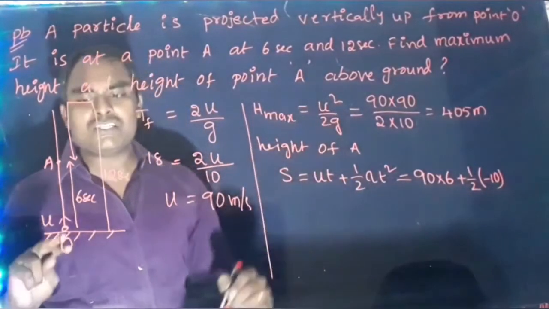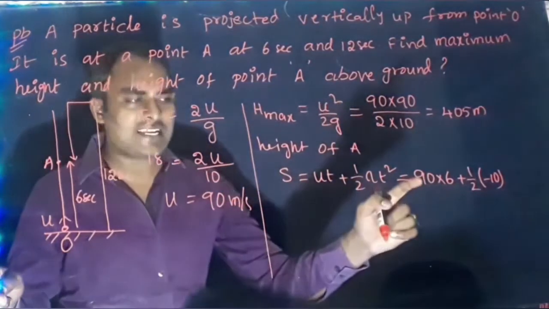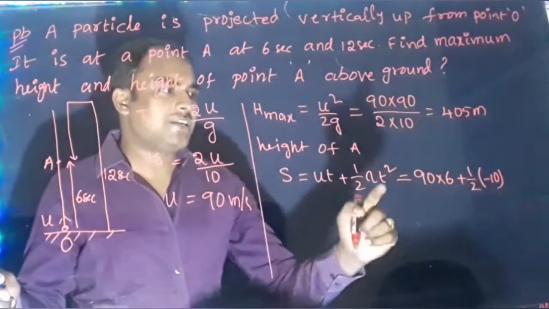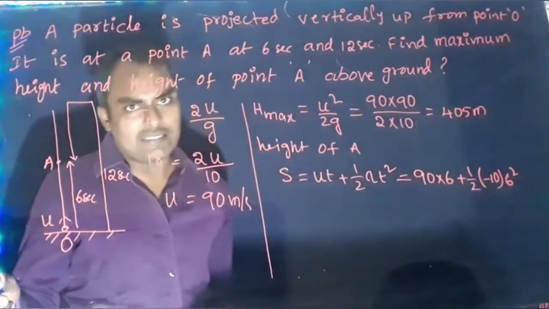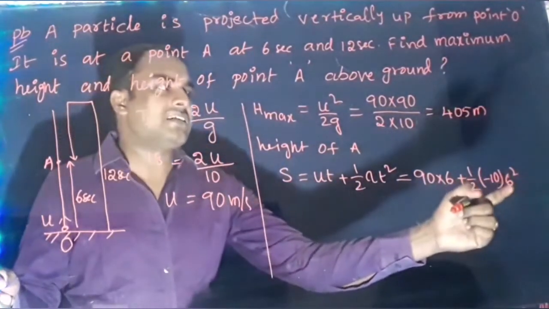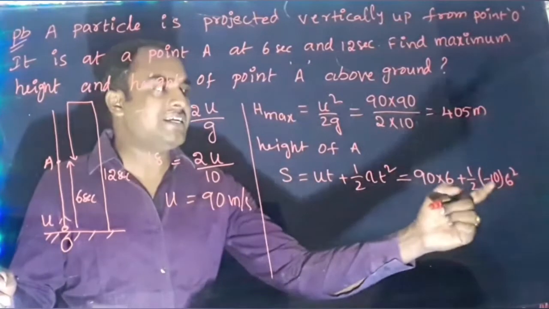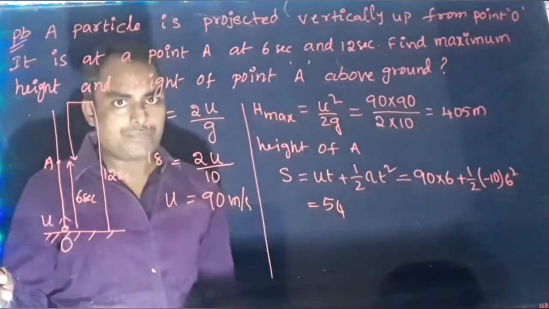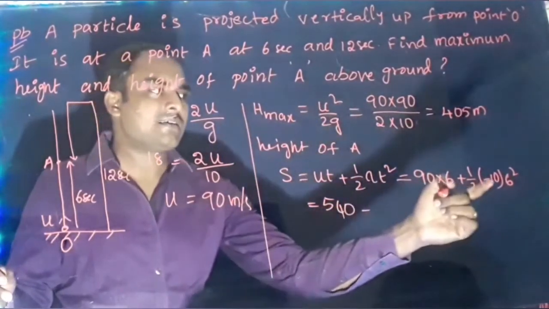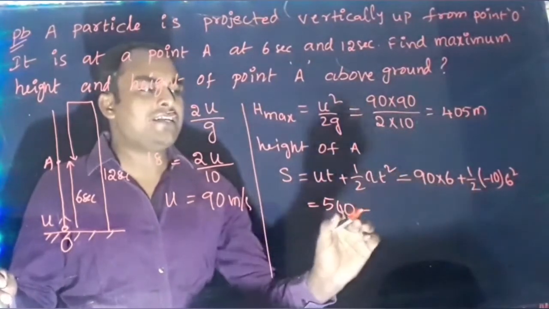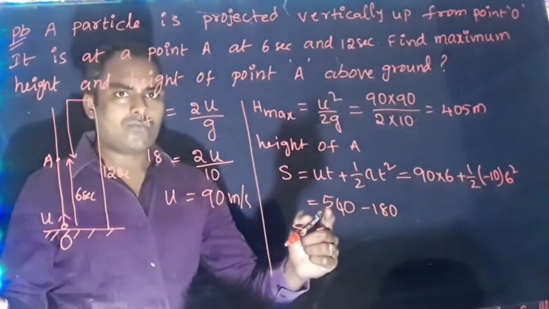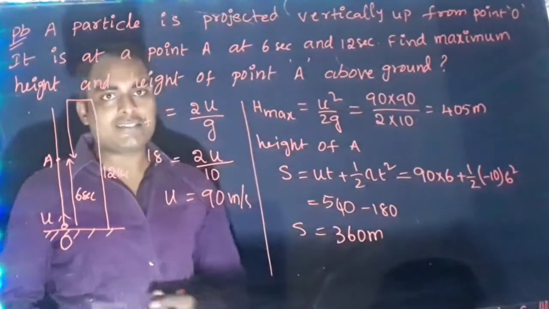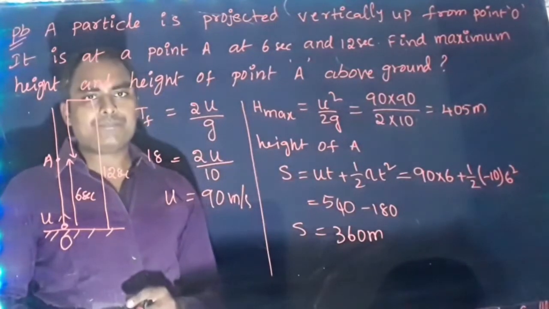Here u value, initial velocity, is upward. That's why we are writing u value plus 90. But acceleration due to gravity is downward. So downward is taken negative. So minus 10 into t square. t value 6, square. So here 6 square is 36 by 2, 18 into 10, 180. So 9 into 6, 54, 540, minus 180. So 540 minus 180 will be 360. So 360 meter is the height of point A.